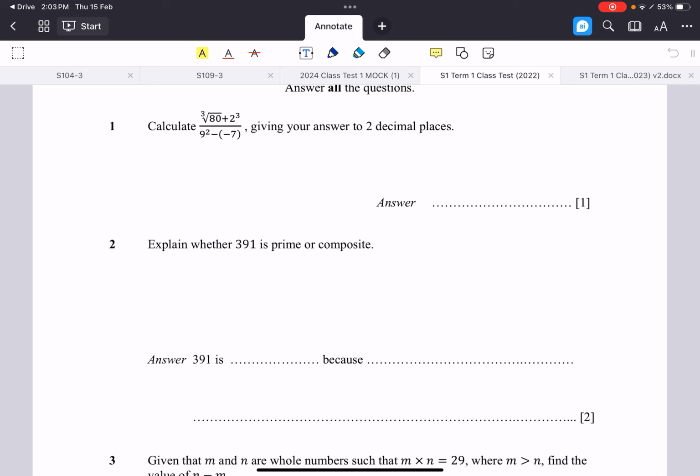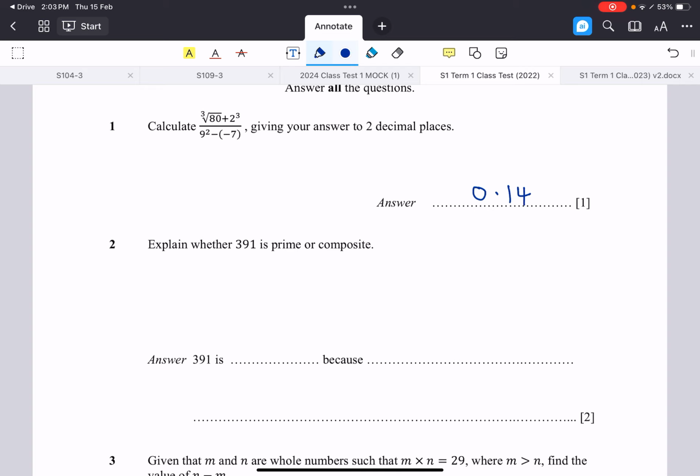Okay, so the first question over here, they want us to calculate this little expression over here and give our answers correct to 2 decimal places. Well, this is a question to test our ability to use the calculator properly. So if you do that, the solution is 0.14.